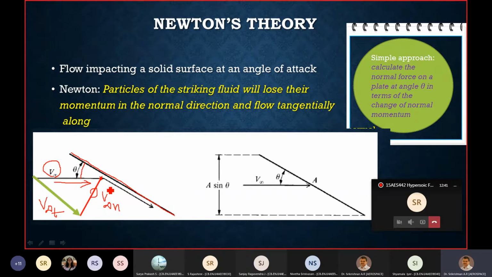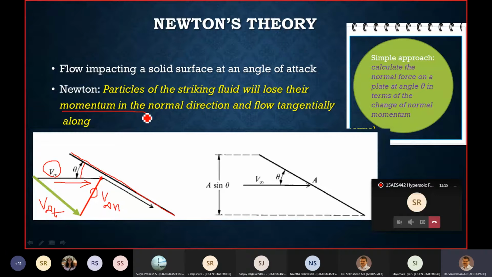So what Newton said is that, since I am resolving velocity, I can resolve the momentum also. What Newton argued is that during the collision, momentum in the normal direction will be lost, and that in the tangential direction will be conserved. That is, as a result of the impact, the normal component of momentum, that is the momentum resolved in a direction at right angles with the impinging surface, will be lost.